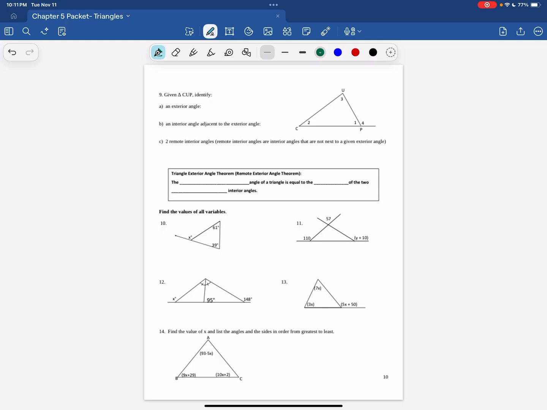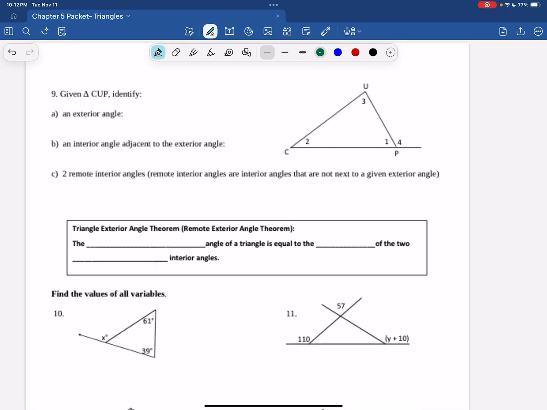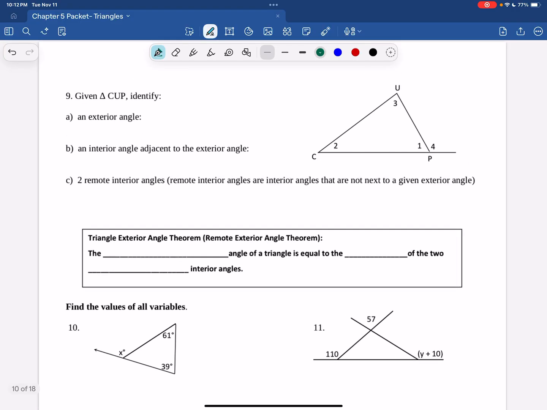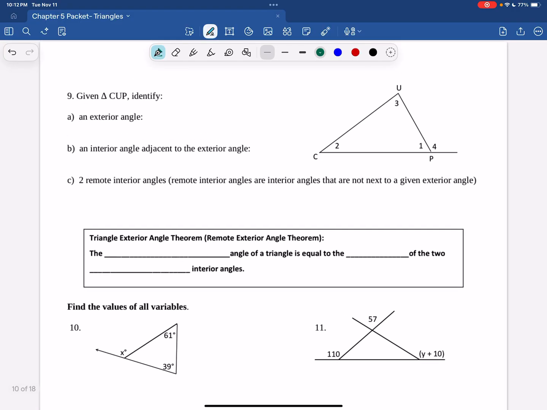So this page of notes is going to be dealing with something called the remote exterior angle theorem. Okay, and so first off, we need to classify some terms. So over here on this triangle, we have three angles, 1, 2, and 3. And then what I've done is I've extended one side. And by extending that side, I've created angle 4. And that is called an exterior angle. So angle 4 is called the exterior angle.